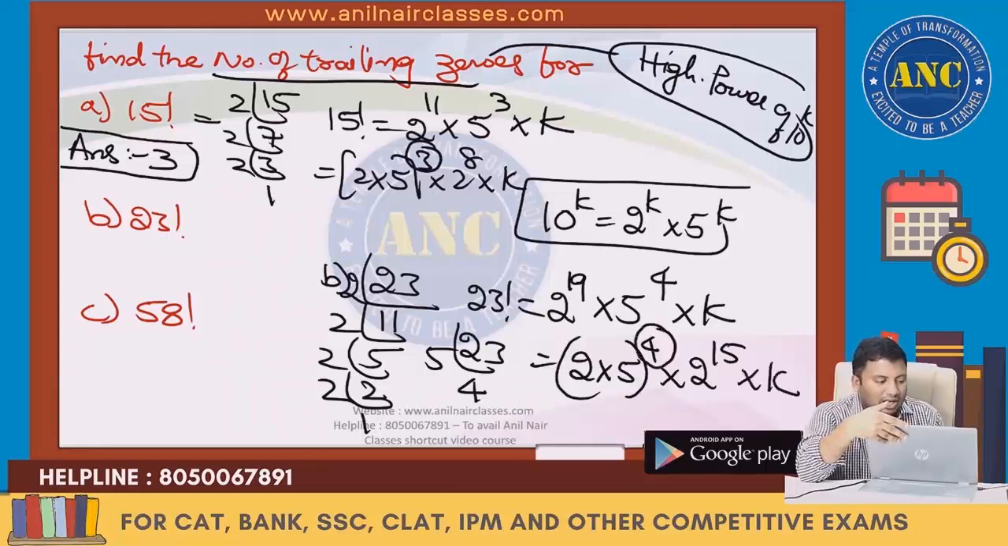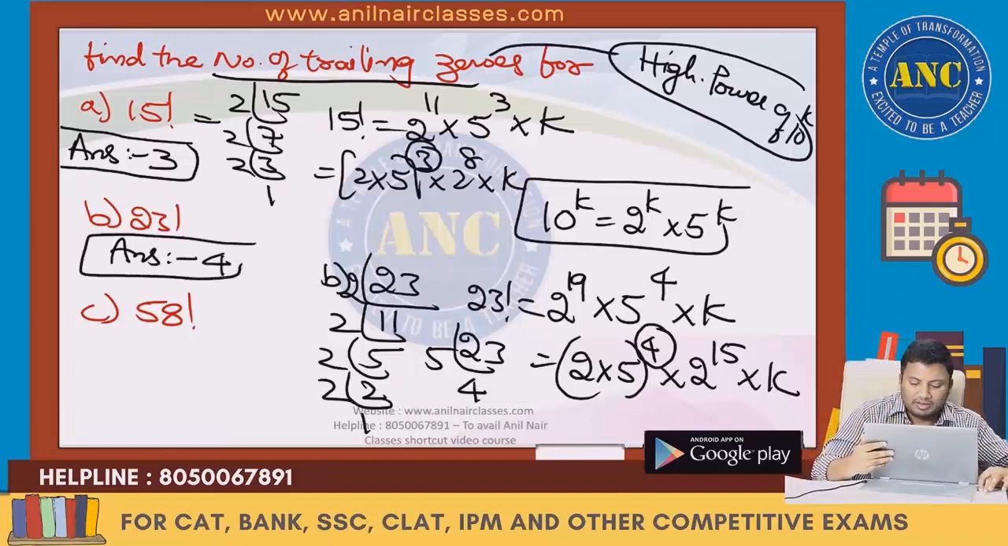10 power 1 will have 1 zero at the end. 10 power 2 will have 2 zeros at the end. 10 power 4 will have 4 zeros at the end. Answer is 4. Second one, I hope it is clear. Slowly we will increase the level of difficulty.